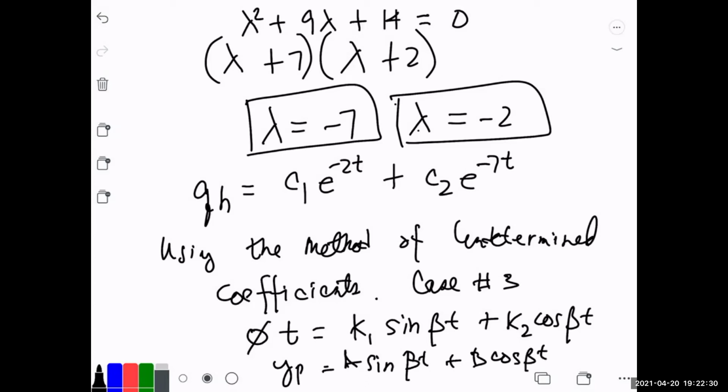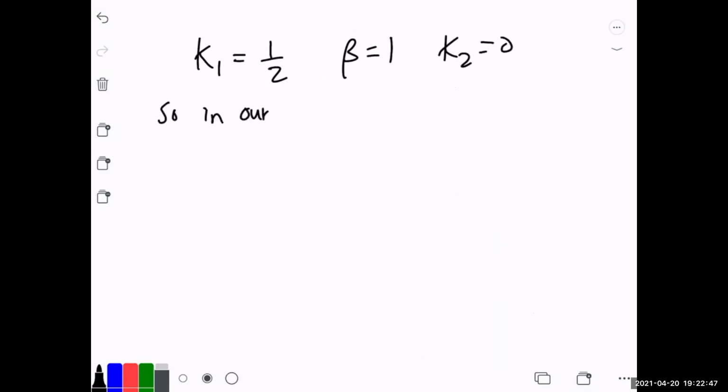All right. So let's apply what we have. In our case, we have k1 equals 1 half, beta equals 1, and our k2 equals 0. So in our case, we will adapt our solution based on the particular solution given. So q of p in our case would be A sine of t.